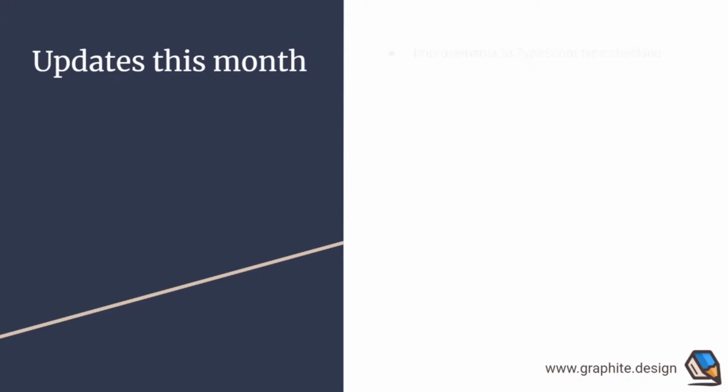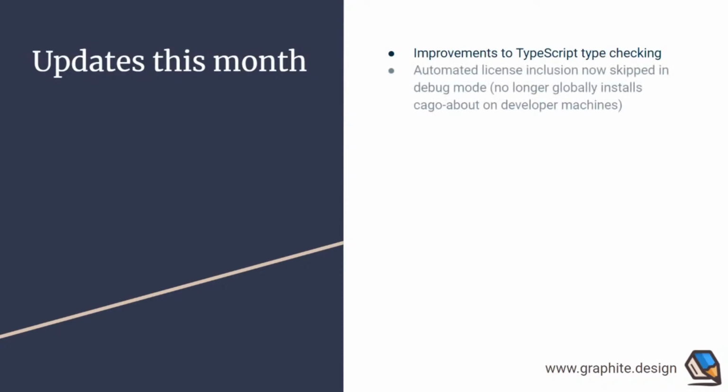So for updates this month, actually that should be this past 2 months because this would be through September, we had a little bit of slower progress this past 2 months as we did that research and both of us returned to school. But basically, we did some improvements to TypeScript type checking. That just improves the type checking quality.